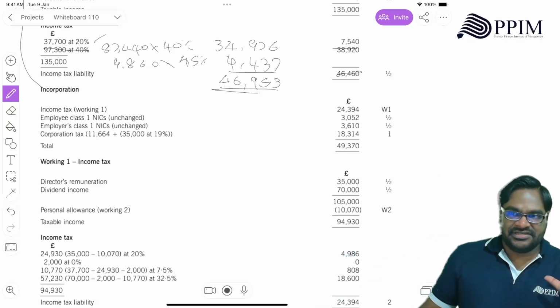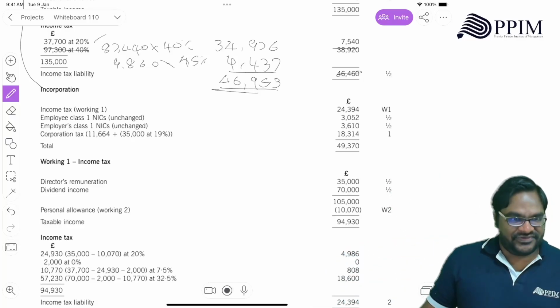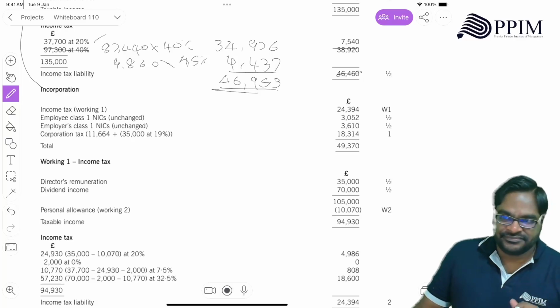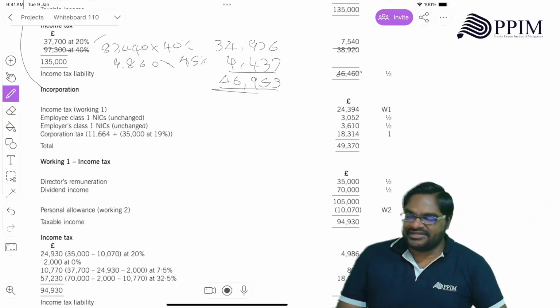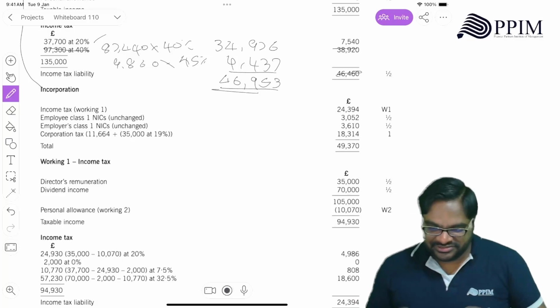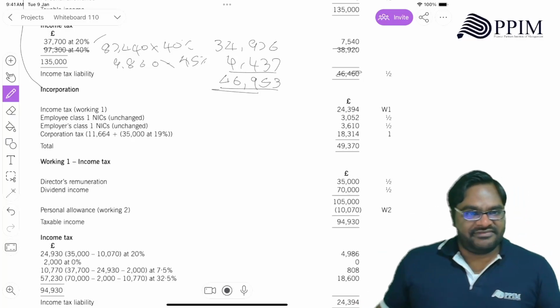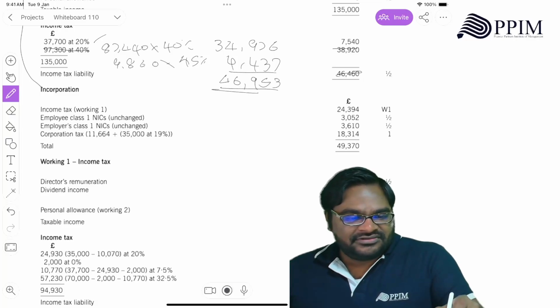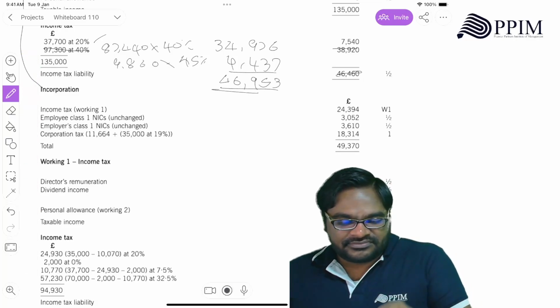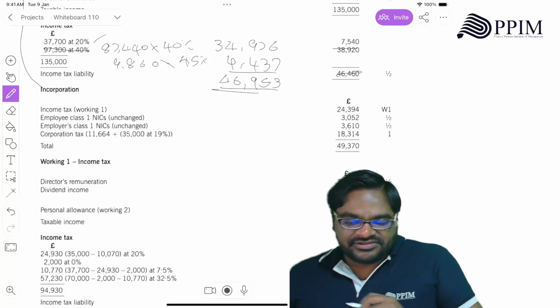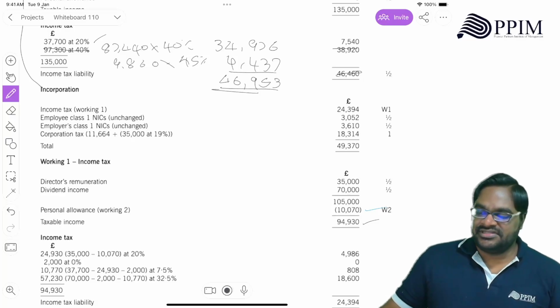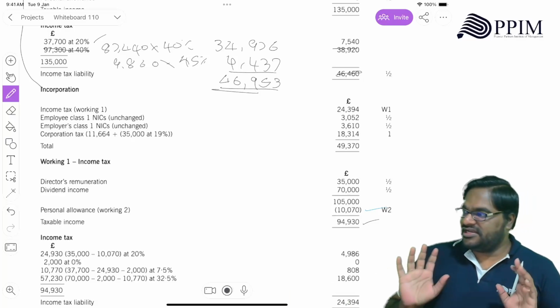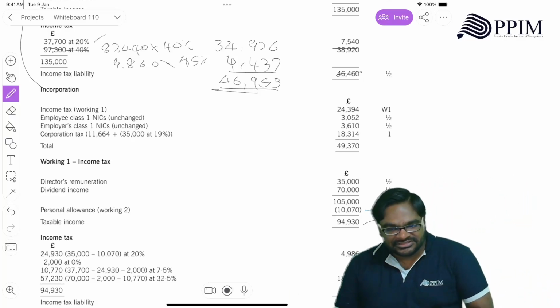So 50% of 5,000 means 2,500. 12,570 minus 2,500 means how much? 10,070. So that is what they have taken out here. Once that is done, your taxable income is going to be 94,930. We all agree up to that point? Great.